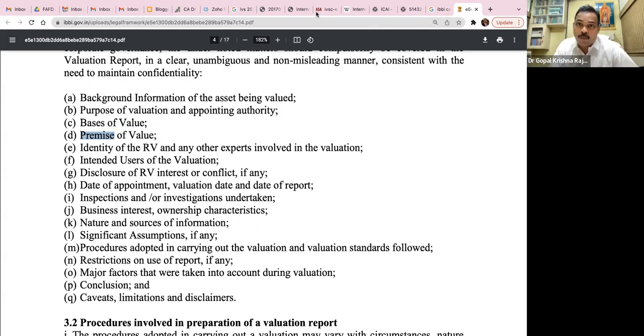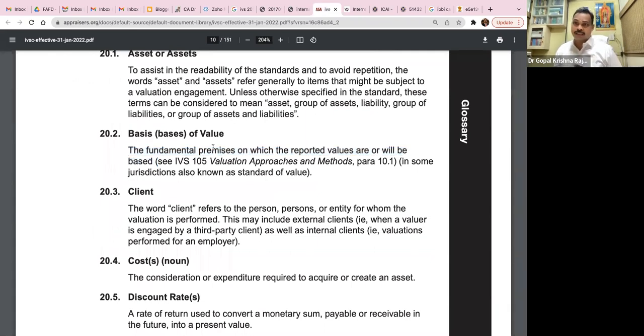So it is very important that we know what is basis. Now when you say basis, multiple means basis, single means basis. What is a base? A base is what is the type of value you are going to adopt? Whether it is a liquidation value, whether it is fair market value, whether it is fair value, whether it is market value, whether it is investment value, whether it is synergistic value.